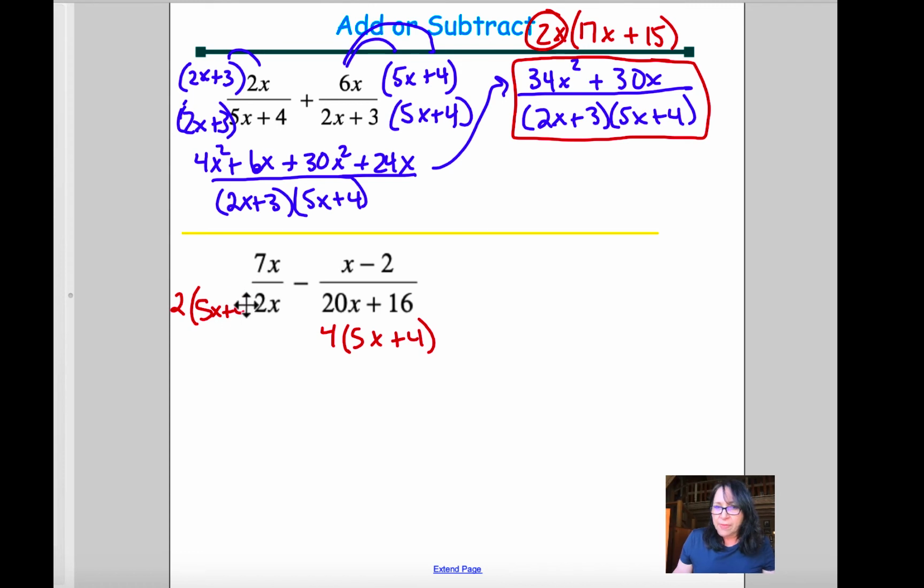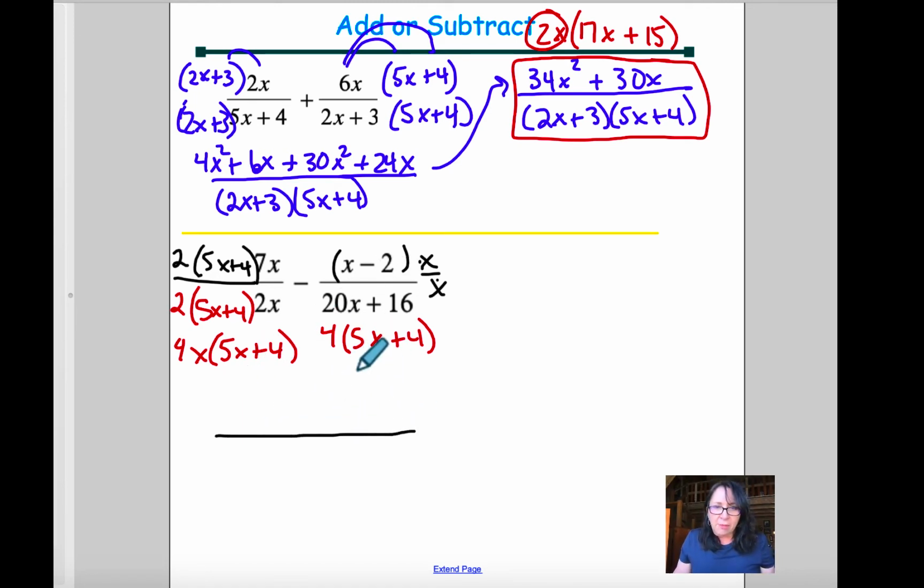On the right, it looks like that's a 2. So 2 times 2 is 4. But I have a 4x. So this is going to be 4x times 5x plus 4. And on the right-hand side, it does look like I'm missing an x. So this one on the right needs to be multiplied by x over x. The one on the left is going to be multiplied by 2 times 5x plus 4 over 2 times 5x plus 4. And now I'm going to have a common denominator.